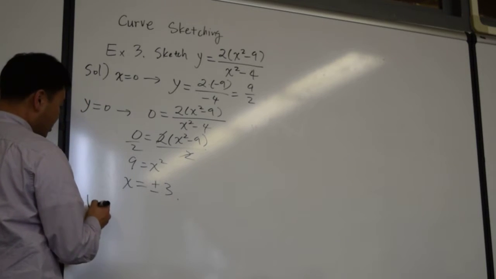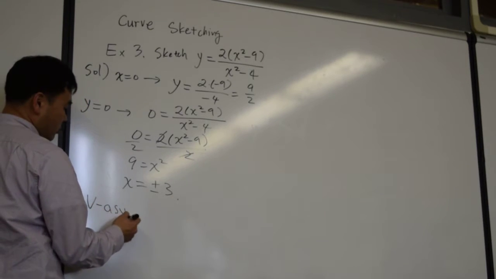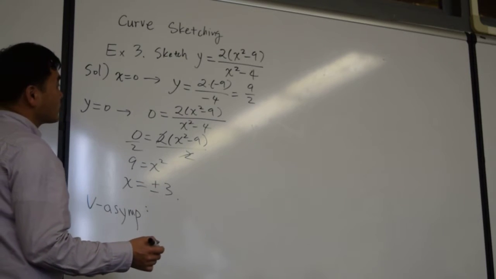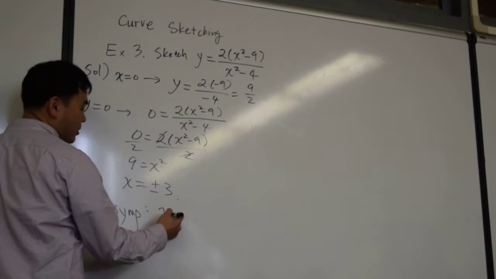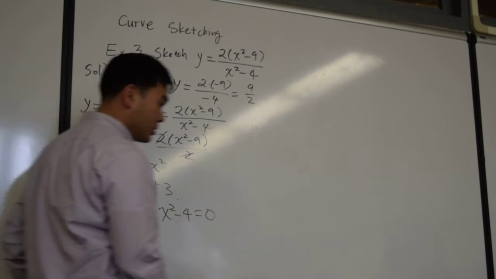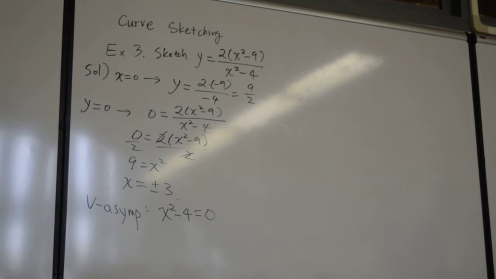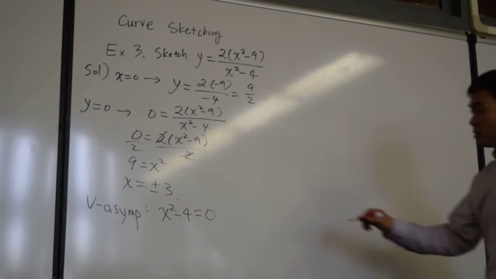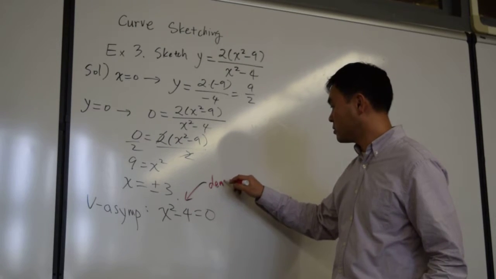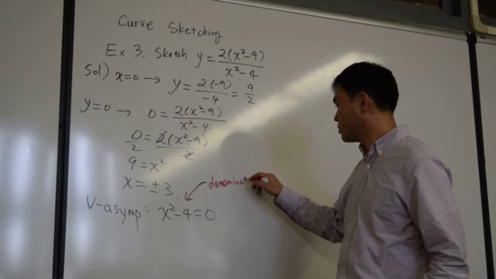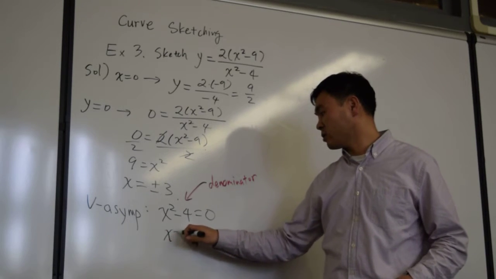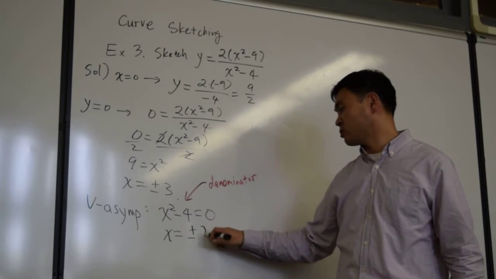Now for the vertical asymptote, what do you remember? Set the denominator equal to 0. This is the denominator. I should write it here. So we set the denominator equal to 0, and you get x equals plus or minus 2.